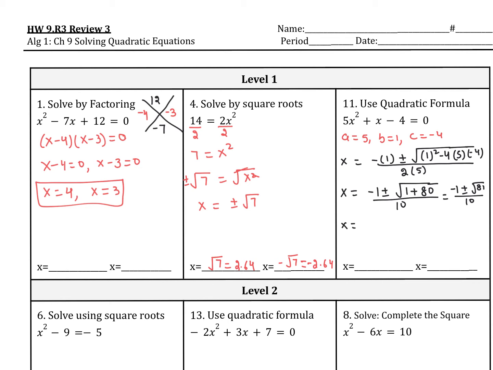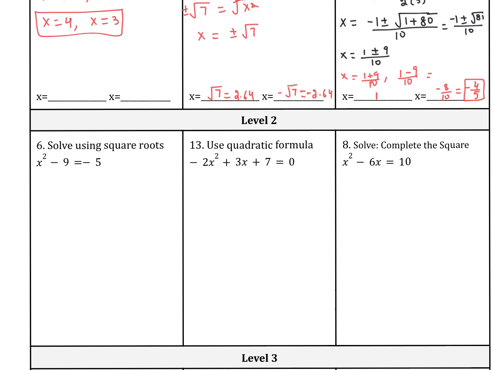Now the square root of 81 is 9, and that will give you two answers. x equals -1 plus 9 over 10 and -1 minus 9 over 10. So -1 plus 9 over 10 means 8 over 10, which is 4 over 5. And -1 minus 9 is -10 over 10, which is -1.